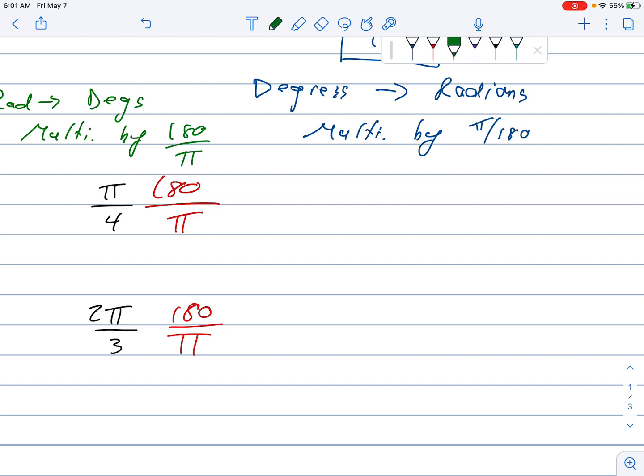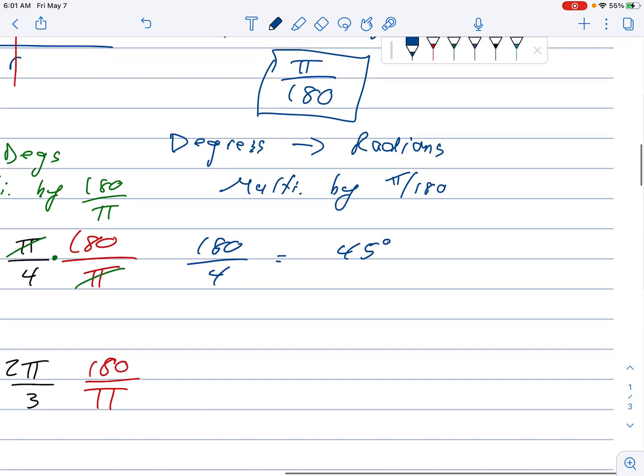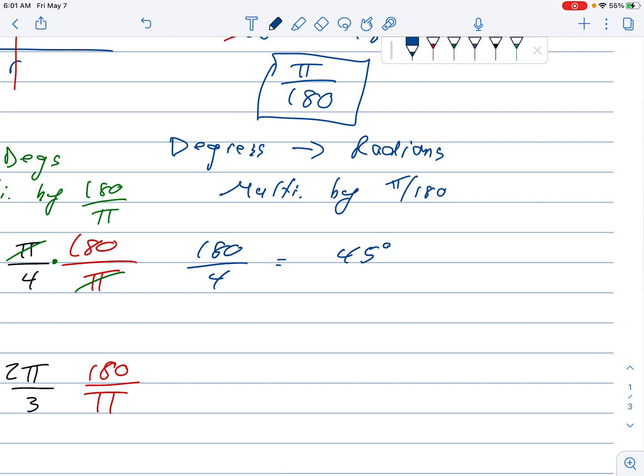Okay? So if I multiply these two together, my pi's cancel, obviously, which is what I want. I get 180 over 4, which is, I believe, 45 degrees. 180 divided by 4 is 45 degrees.